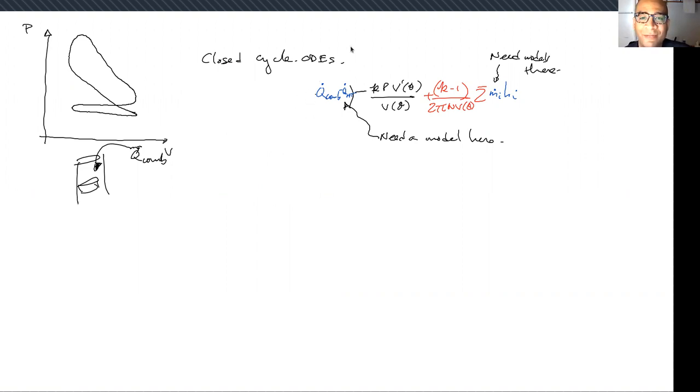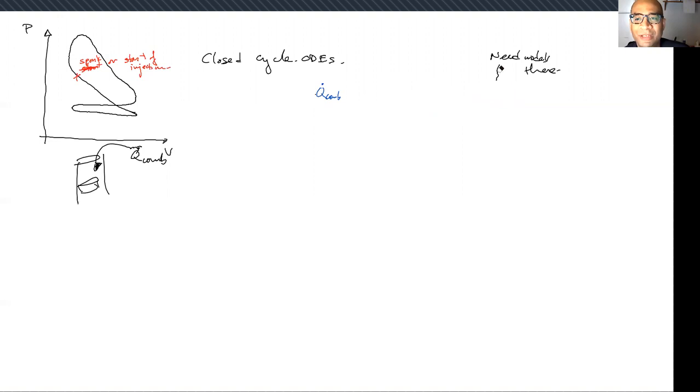If at some point we start, for an Otto cycle, this would be the spark. Or for a diesel or dual cycle, this would be the start of injection. So before this point, that term is zero. After that point, that term is no longer zero until we reach either the end of combustion or the end of injection.